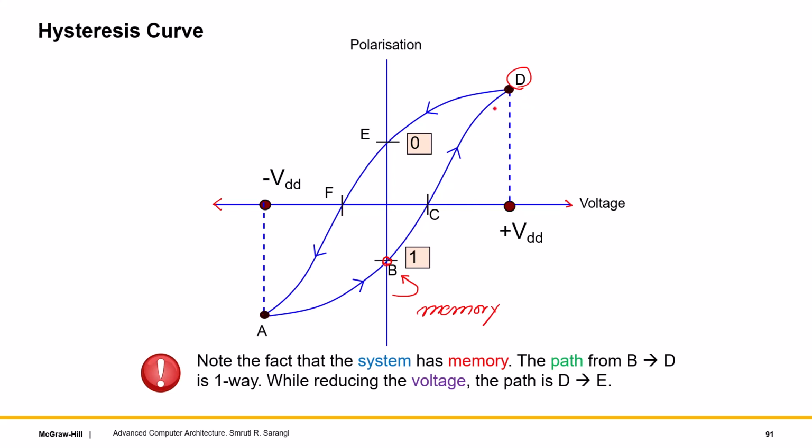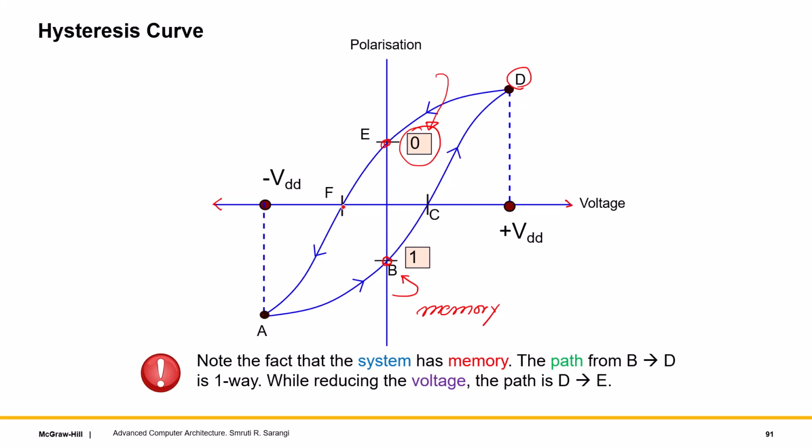Now when we reduce the voltage, it takes a different path. It does not come back on the same path. Instead, from D it goes to E. Again, E is a point of zero voltage. But in this case, the polarization is positive and this corresponds to logical state 0. So E and B are the points where some degree of memory is being shown, where the voltage across the device is 0, but the device appears to remember something, namely the polarization, which is just an agglomeration of the dipole moments.